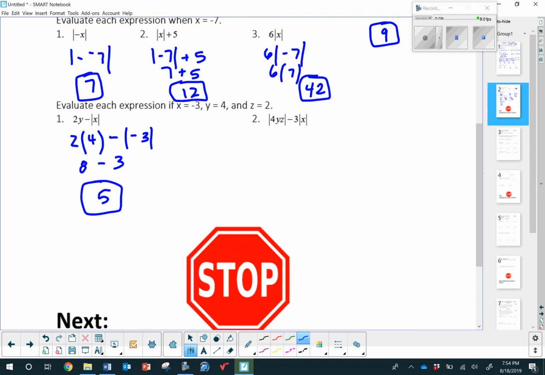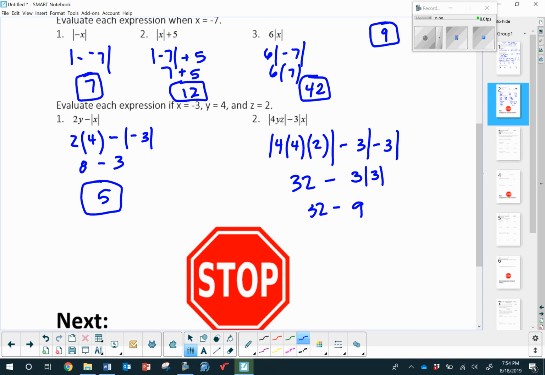And if we look at number 2, I have the absolute value of 4 times 4 times 2 minus 3 times the absolute value of x, which is -3. So here I have 4 times 4, which is 16, times 2, which is 32, minus 3. The absolute value of -3 is simply 3. So this is 32 minus 9, which gives us 23 as our final answer.